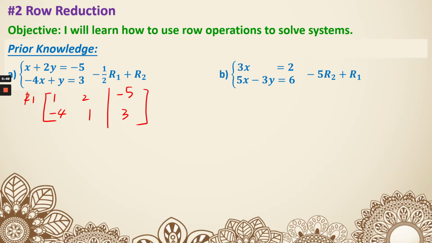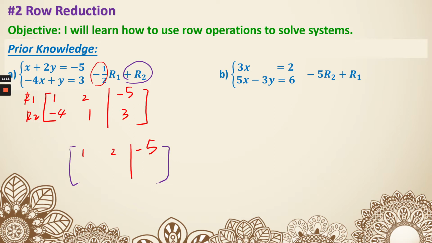Then we can label them R1 and R2. Something we have emphasized last time is this row that's being added on the end, that is the row that we are changing. So in this case, we are changing our R2. That means I can keep my R1. So I'm going to write down my R1. 1, 2, -5. I am multiplying my first row by a -1/2.